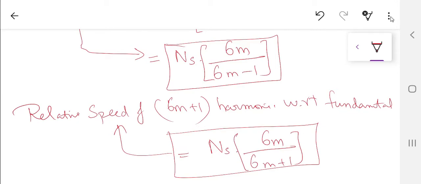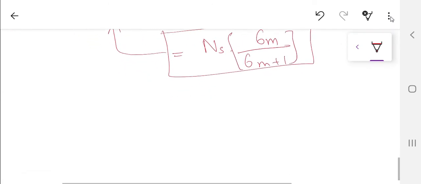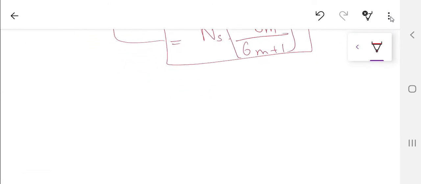Now, these harmonics are present inside the stator MMF, and they are revolving with some speed. They have some number of poles. Because of these harmonics, there is going to be an induced EMF inside the rotor, and the rotor is also going to have a similar number of poles, just like the harmonics, and it is going to produce a torque with the help of this space harmonic.